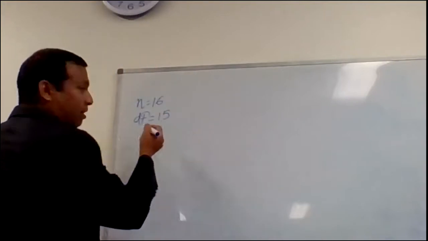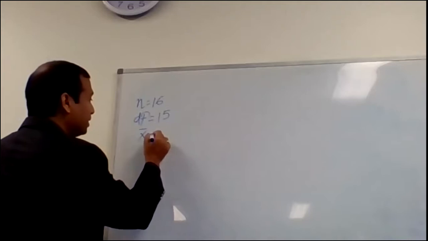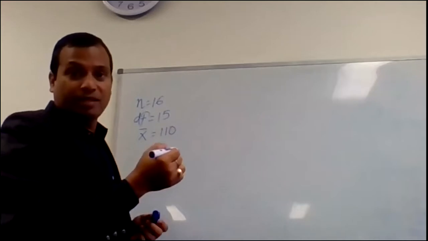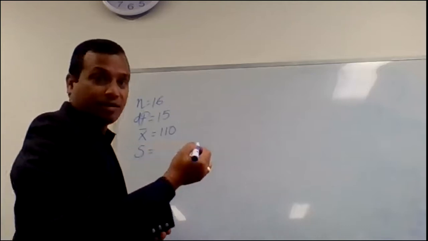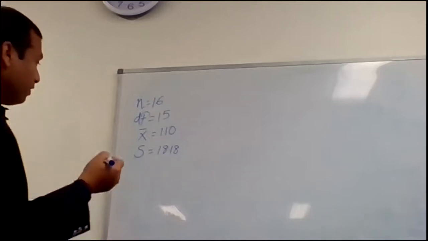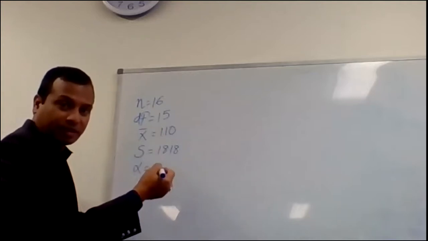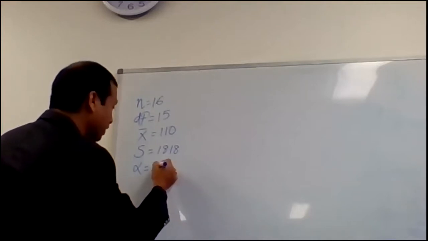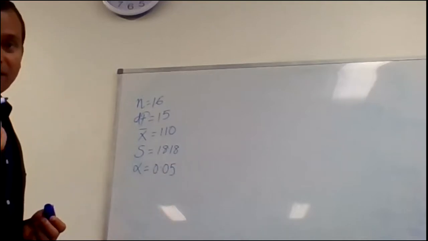Sample mean is given. How to denote the sample mean? Sample mean is x bar, and x bar is given as 110. The sample standard deviation, denoted by capital S, is given as 18.18. And then the alpha value is given. I'm trying to gather what information is given so that I can decide how to proceed. Alpha value is 5%, so 0.05. These information are given, along with the hypothesis.